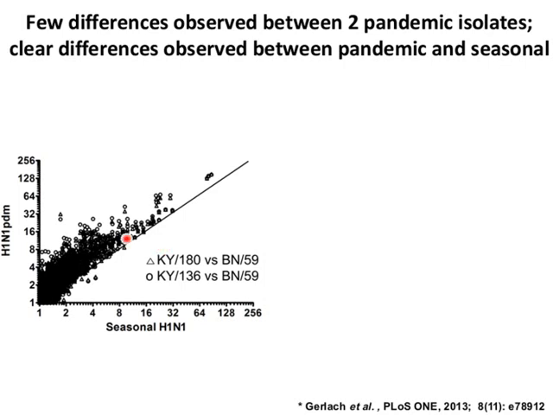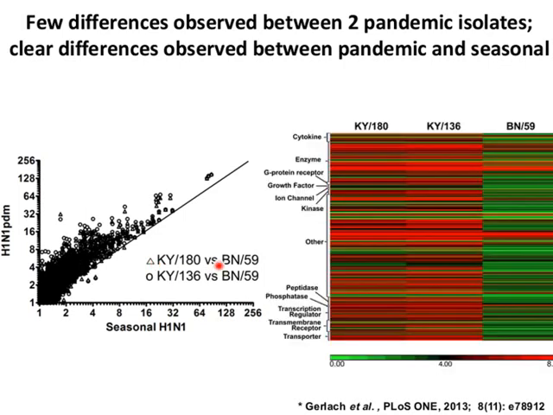However, we did see clear differences in pandemic expression compared to seasonal, reflected by the regression plot here on the left. Using a heat map to visualize the expression levels, and this is represented by fold change of secreted cytokines, chemokines, transcription factors, etc., here we show significant similarity in response across all pathways between our 2 endemic isolates. However, they did differ from seasonal.